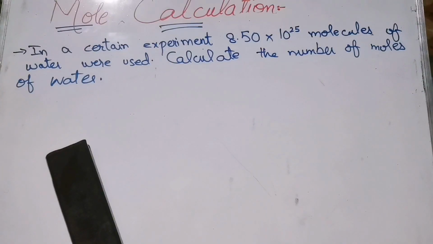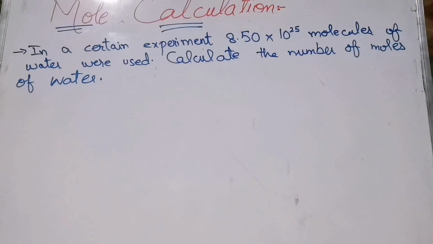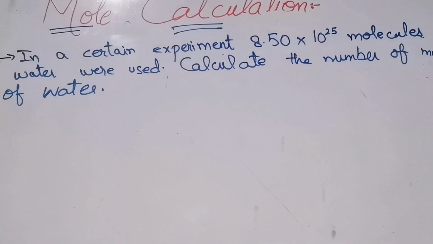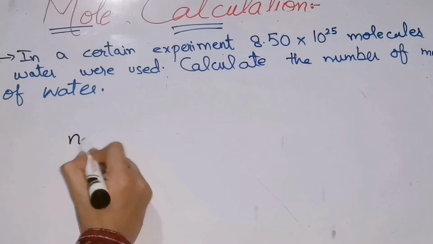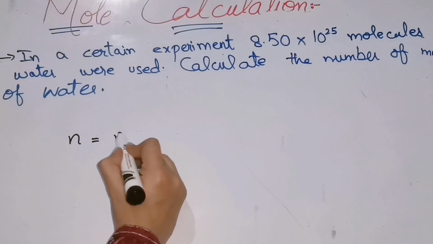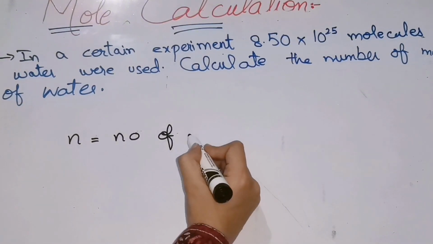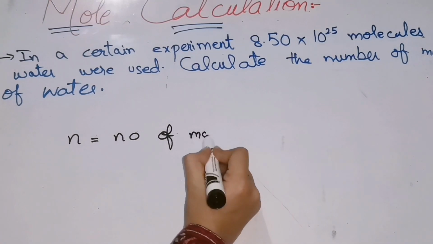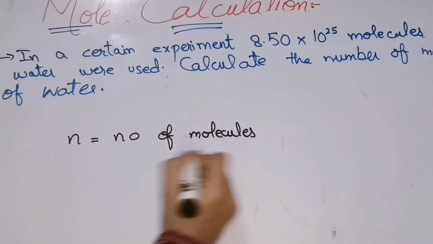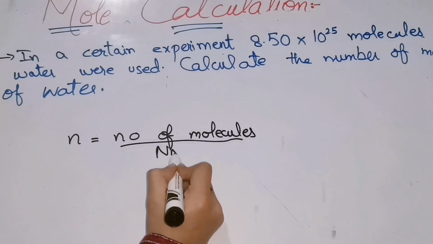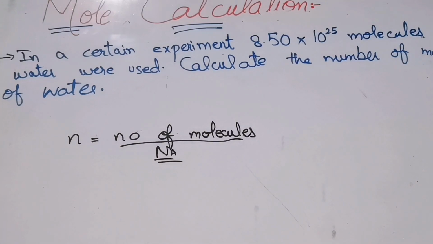Now the next numerical that I am going to start is that in a certain experiment 8.50 multiplied by 10 raised to power 25 molecules of water were used. Calculate the number of moles of water. In this case we are given the number of molecules. So which formula we will use? We will use the formula that number of moles is equal to number of particles. We are given number of molecules, so we can write here number of molecules divided by Avogadro number, right? Now when we put the values, we will get the number of moles.